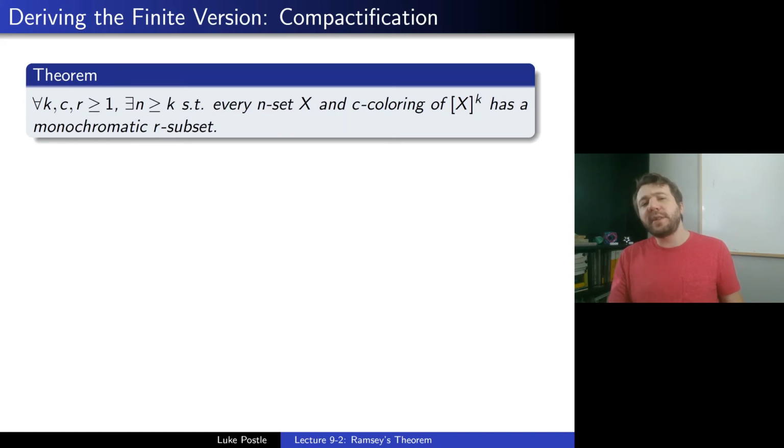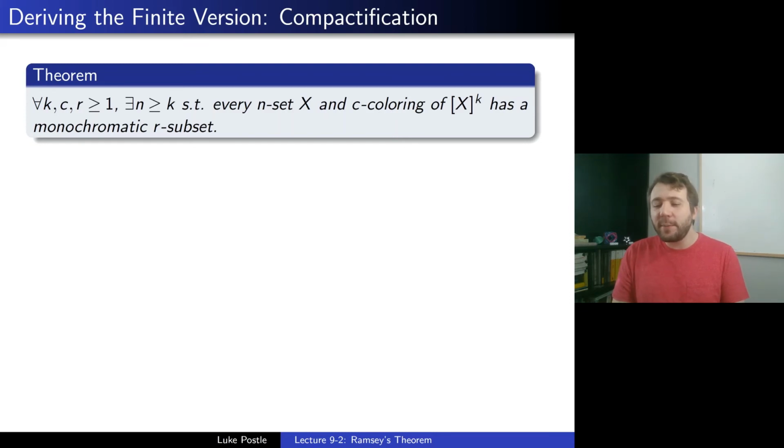Let me remind you what the finite version was. For every k, c, and r, at least one, there is an n such that every n-set X, with a C-coloring of X^k, has a monochromatic R subset. So here, instead of X being infinite, R is finite, we still have k and c, and we need to show there's an n large enough. And the point is, you can really derive this mathematically from the infinite version.